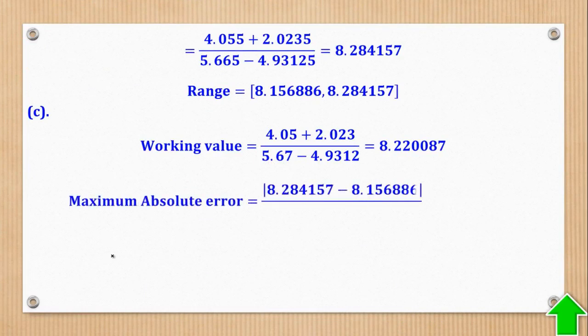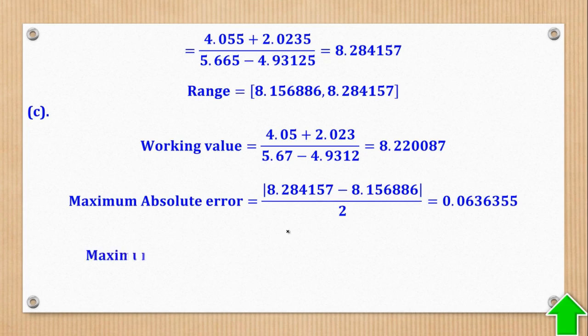Then the maximum absolute error will be the maximum value minus the minimum value, divided by 2. But what you should note is that I'm putting there two bars to mean magnitude. I'm putting a magnitude sign. The magnitude sign must be seen because of this word absolute, and that would be the answer of absolute error. But that is not what they asked. They asked for percentage error.